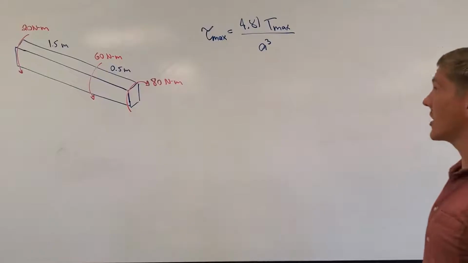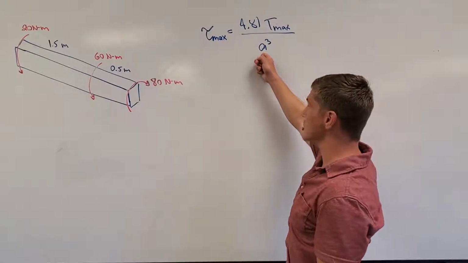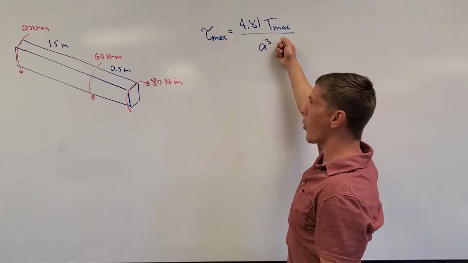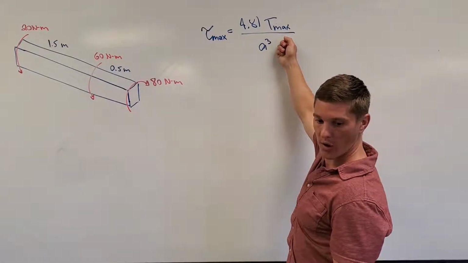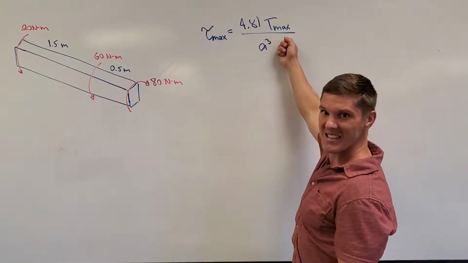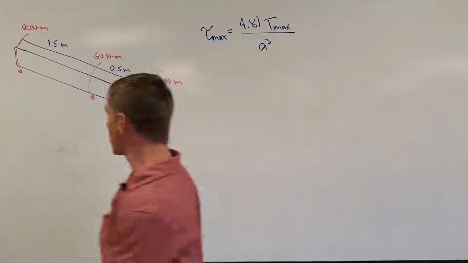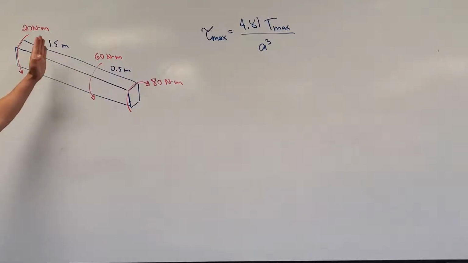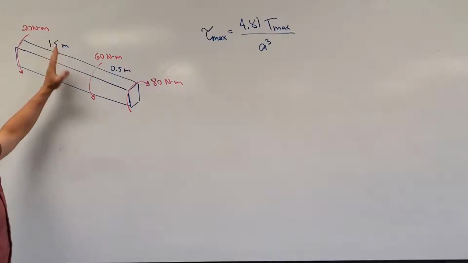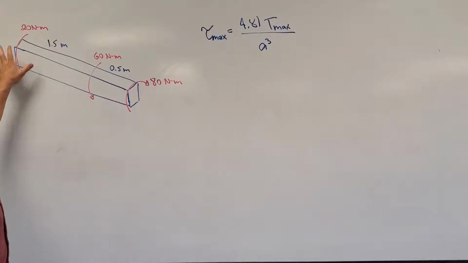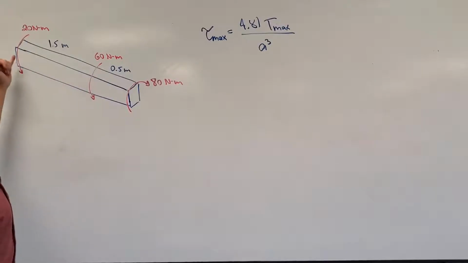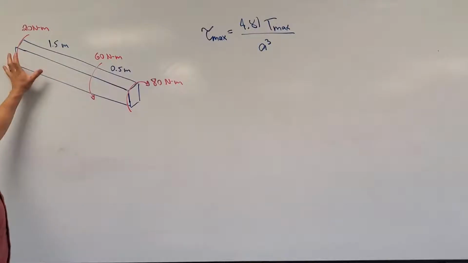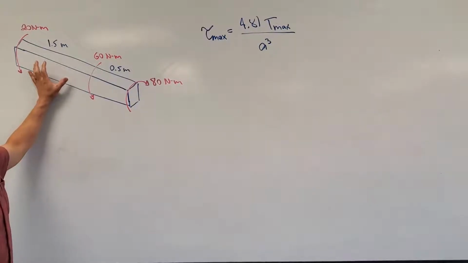So we know everything that we need to know. We know what A is. It was given as 25 millimeters. I need to figure out what my maximum internal torque is, and that's easy to see from just looking at the problem. I can see that if I make a cut anywhere in this 1.5 meter length and I analyze it with respect to the left side, this entire section between the 20 Newton meter torque and the 60 Newton meter torque is going to have an internal torque of 20 Newton meters, right?